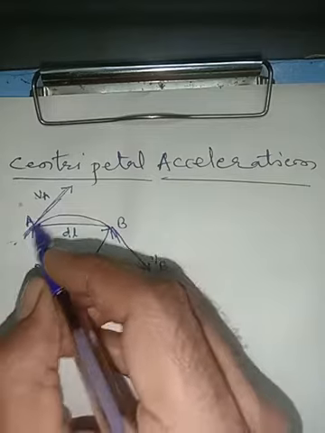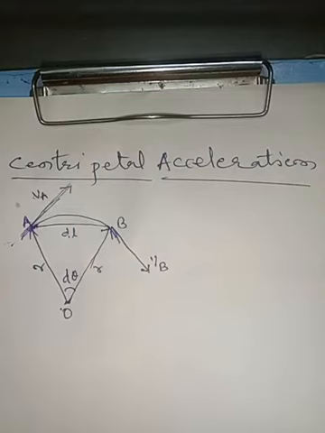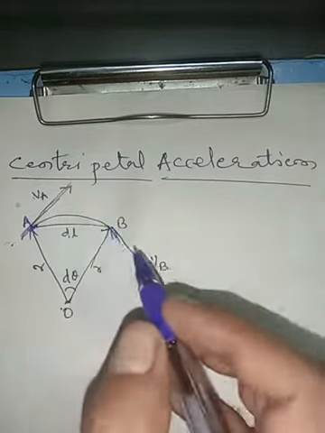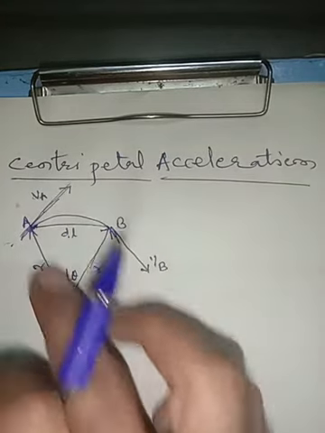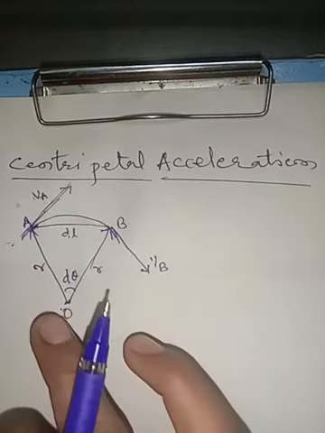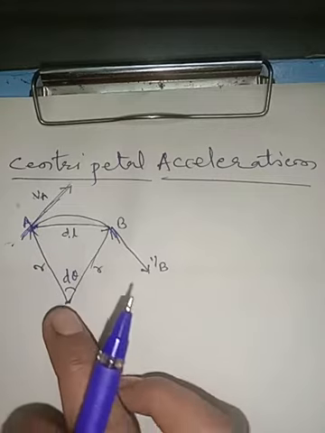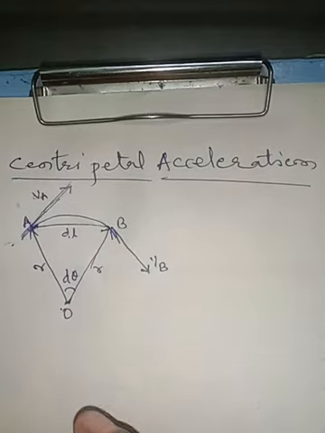To calculate this acceleration, two things we have to consider: the velocity Va and the velocity Vb. Clear? Then we have to consider how these velocities Va and Vb at points A and B are responsible for giving the centripetal acceleration towards the center O. So we have to find the velocity of the particle moving from A to B. After finding the velocity, we find the acceleration by differentiating velocity with respect to time.